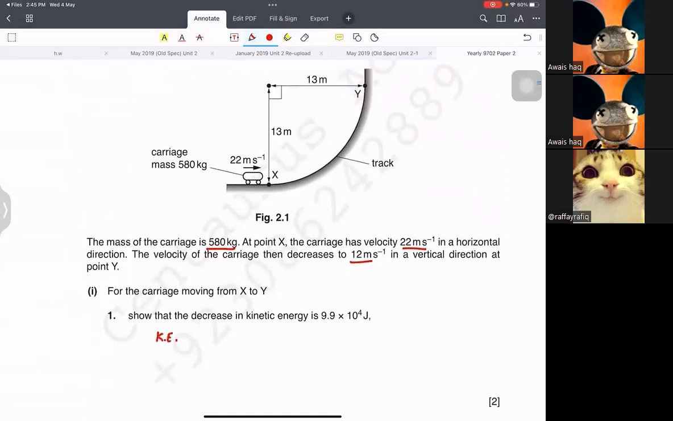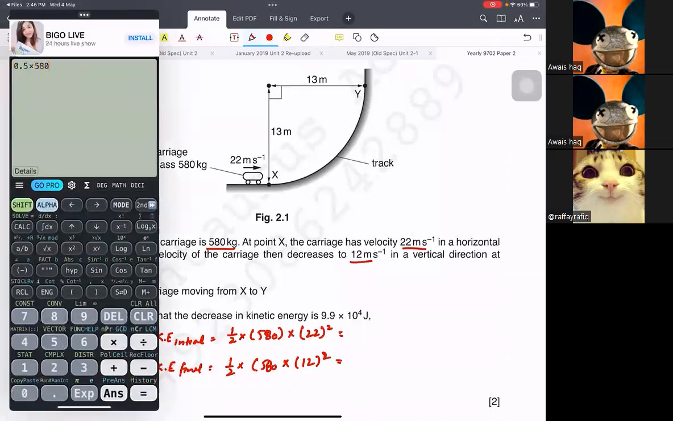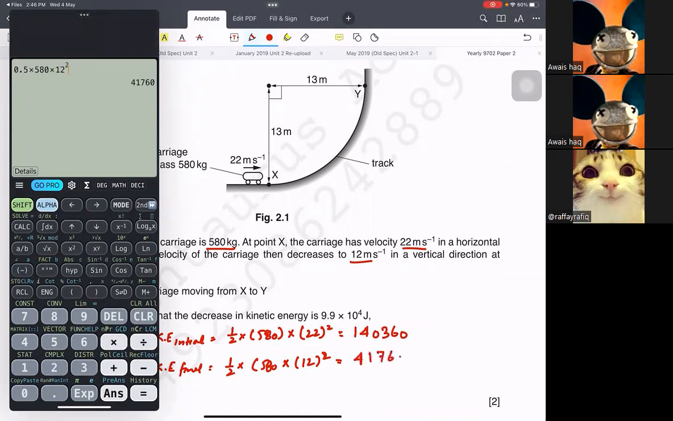Kinetic energy initial would be half times 580 times 22 whole squared. And kinetic energy final would be half times 580 times 12 whole squared. So that is 140360. And this is 0.5 times 580 times 12 squared, 41760. Now we subtract them.